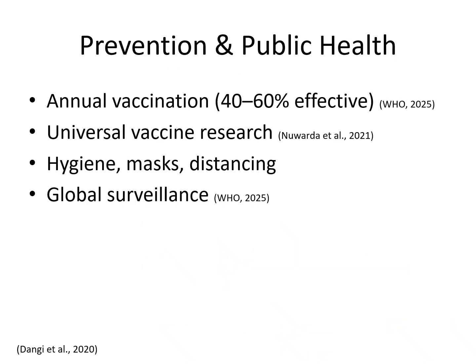Prevention operates on multiple levels. At the individual level, annual vaccination is recommended for anyone over 6 months old. Yes, vaccine effectiveness varies, typically 40 to 60%, depending on how well the vaccine matches circulating strains. But even when it's not a perfect match, vaccination reduces severity and complications.